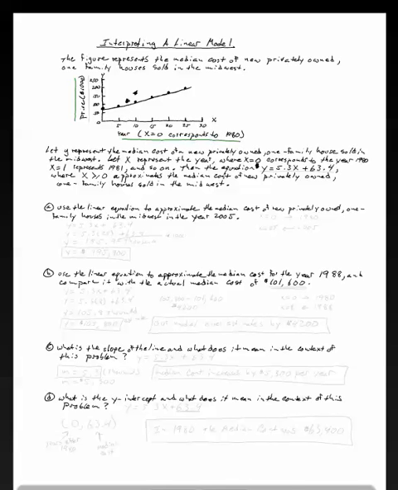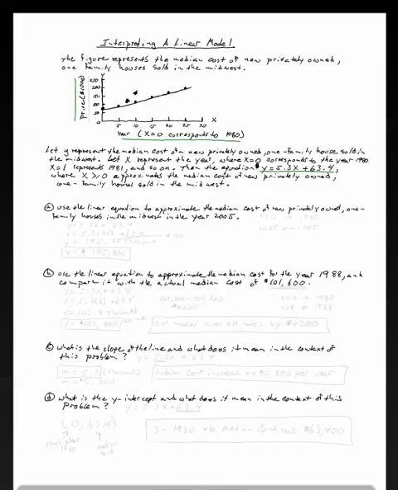Below it says, let y represent the median cost of a new privately owned one-family house sold in the Midwest. Let x represent the year, where x is 0 corresponds to the year 1980, x is 1 represents 1981, and so on. Then the equation y equals 5.3x plus 63.4, where x is greater than or equal to 0, approximates the median cost of new privately owned one-family homes sold in the Midwest. So they give us the equation right here.